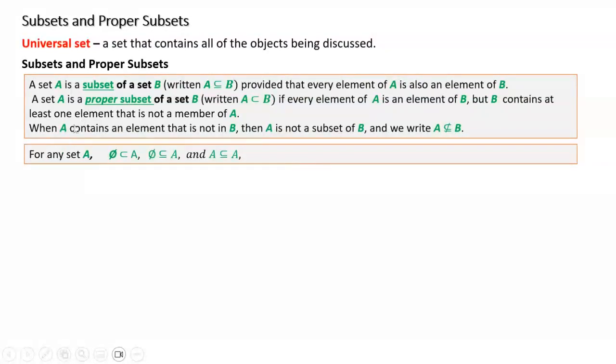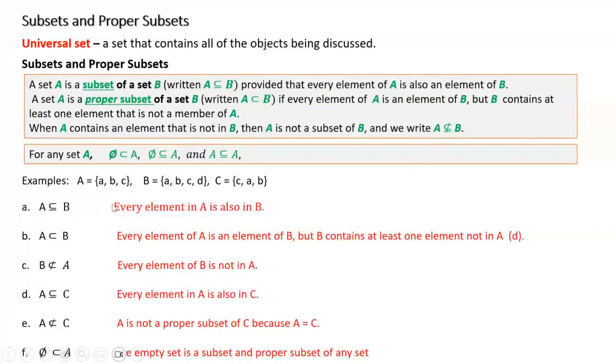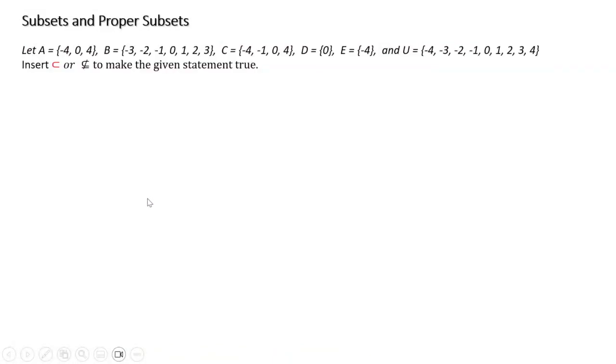Okay, here's one more definition. For any set A, the empty set is always a proper subset and a subset of A. And also A is a subset of itself. Every set is a subset of itself. Here's where it's crucial to put all these on an index card. Okay? Now here are the examples. Let me go back real quick.